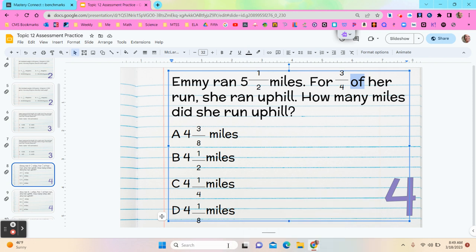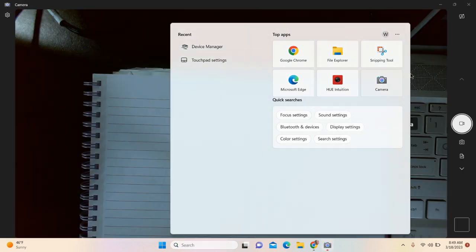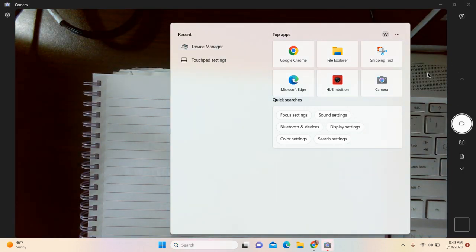So let's go to the camera. Sorry, I guess my camera got turned off. You're going to see me for a second. No, you're not. Thank goodness.